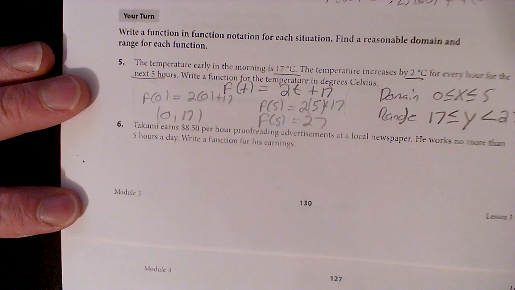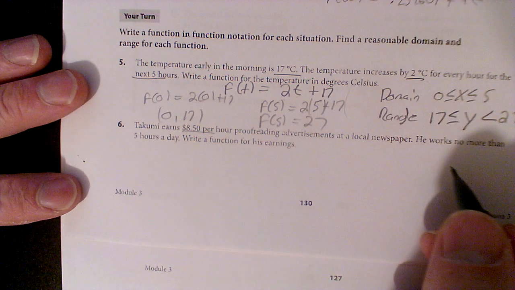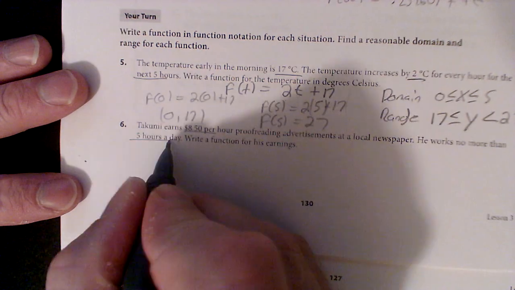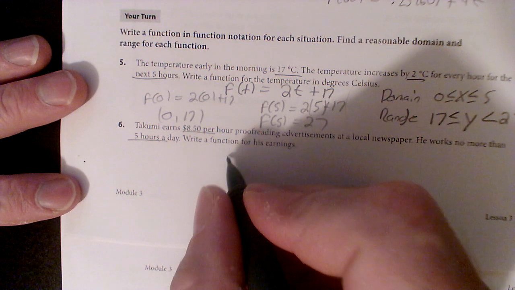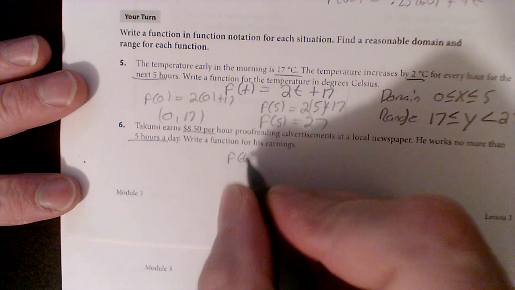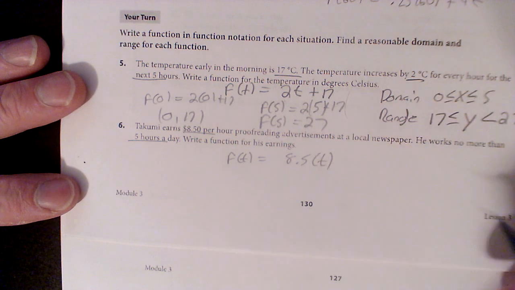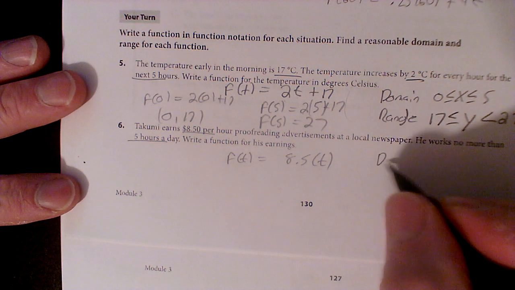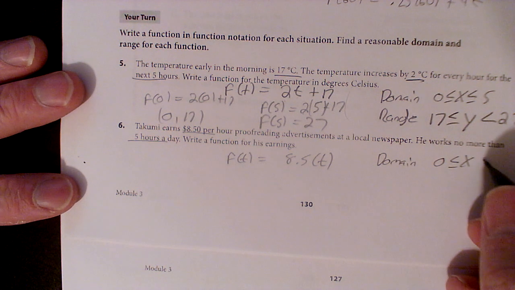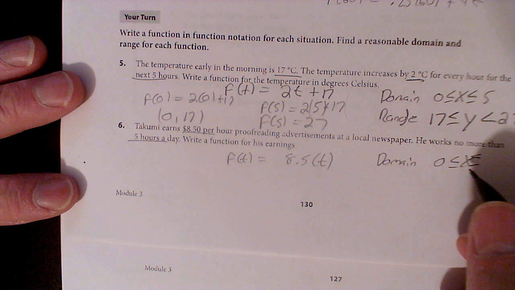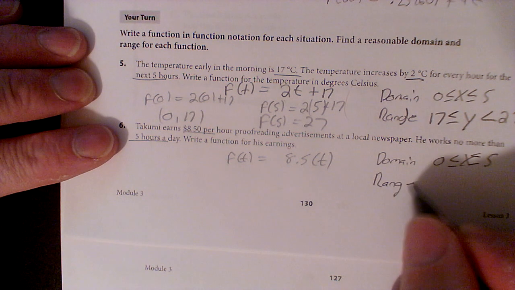We got one more in it. We got time. Takumi earns $8.50 per hour proofreading advertisements in a local newspaper. He works no more than 5 hours a day. So let's write one. f of time is equal to $8.50 per hour. And his domain, he can work 0 hours, but at the most he could work is, what does it say, 5 hours a day. So for my range, let's plug in both 0 and 5.